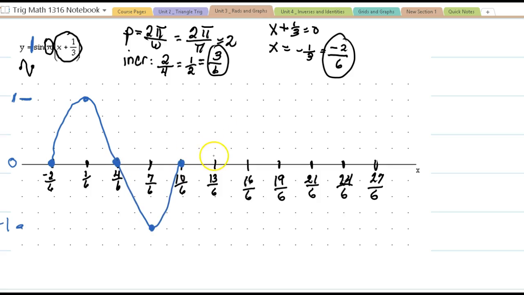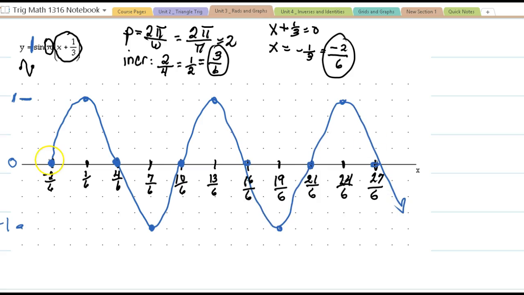And then we start all over again. Go up to its peak, go to the middle, go to its valley, go to its middle, go to its peak, go to the middle, and we can see the rest of my sine graph looking like this. Make sure you add arrows at the end, and we can clearly see that we've done more than 2 cycles.